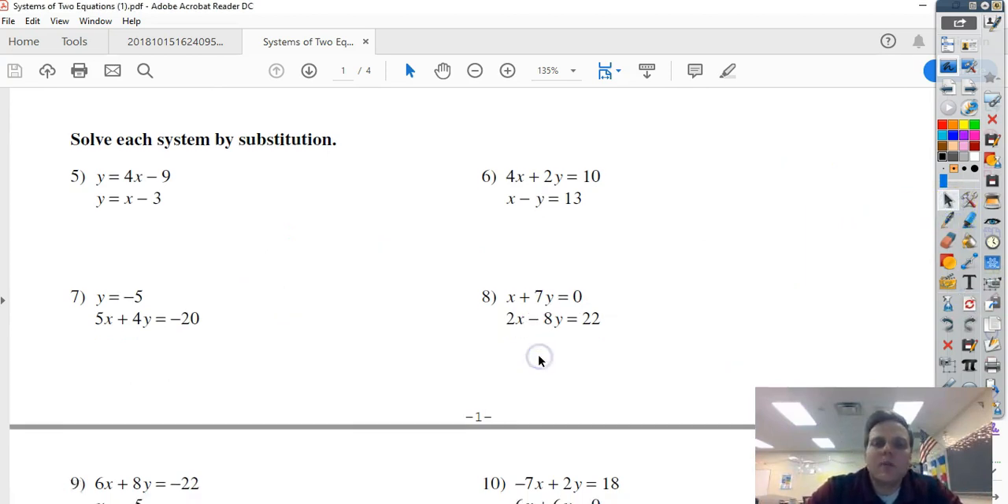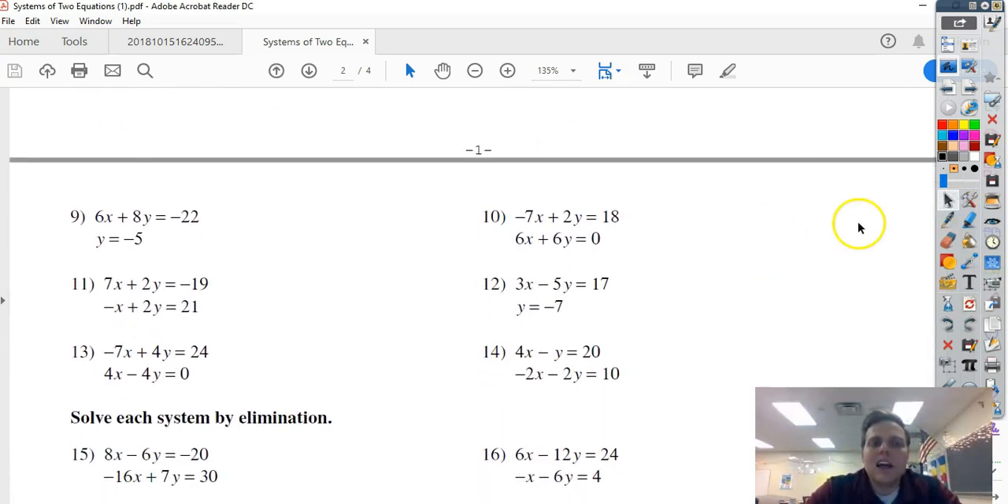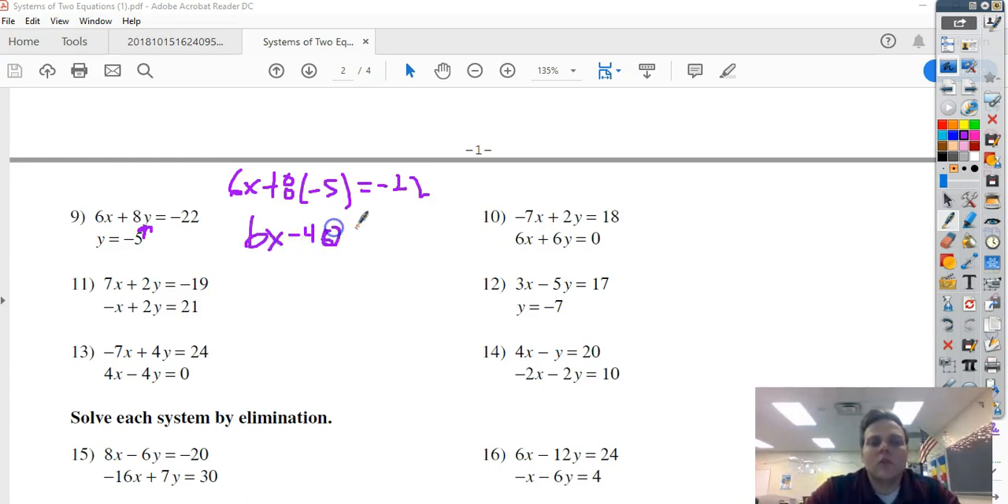Let's try problem number 9. Problem number 9, once again, starts giving us the y. It says y is negative 5, so I can just plug that right in. So I can say 6x plus 8 times negative 5 is equal to negative 22. So then I can say 6x minus 40 is equal to negative 22.